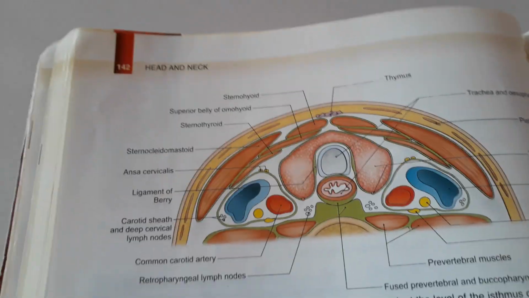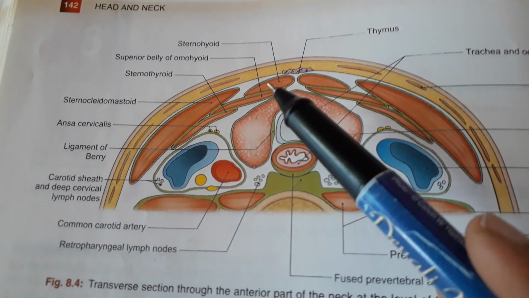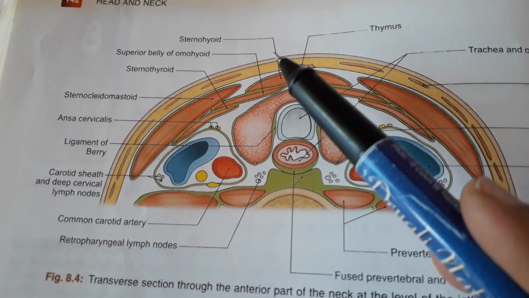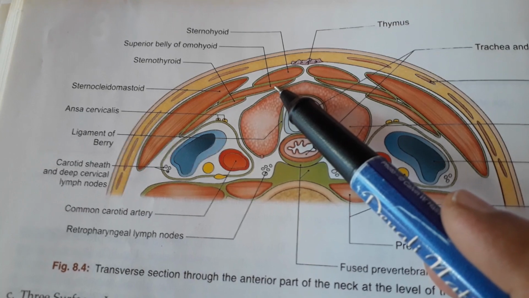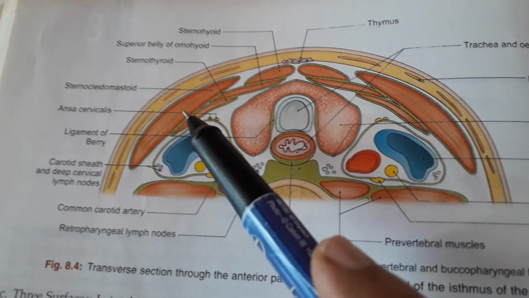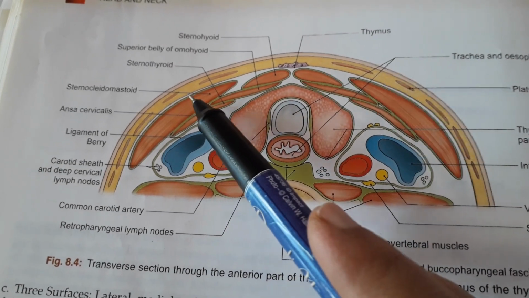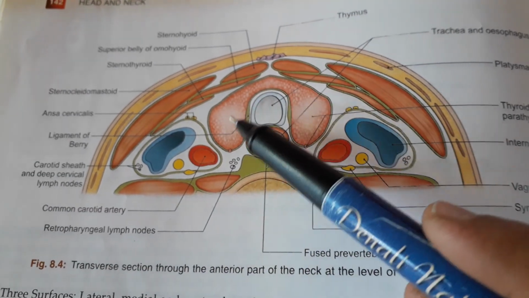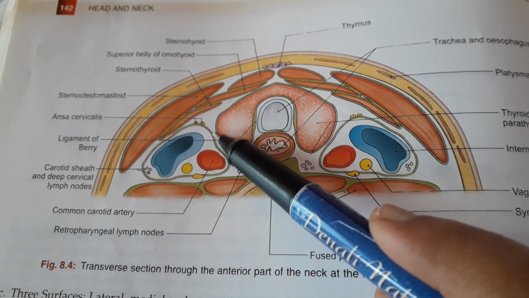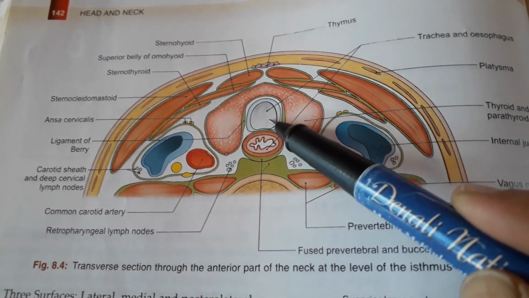And for the lateral surface, I will show you the cross section of the thyroid gland. The lateral surface is related with four muscles. First is the sternohyoid, the superior belly of the omohyoid, and the sternothyroid, and then the anterior border of the sternocleidomastoid muscle, and then this is the thyroid gland. The lateral surface is related with these four muscles.